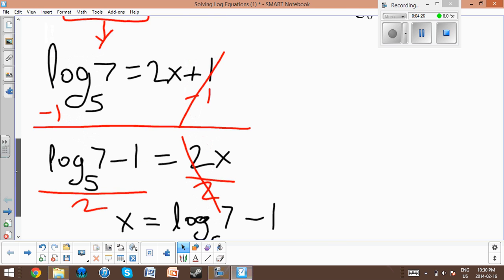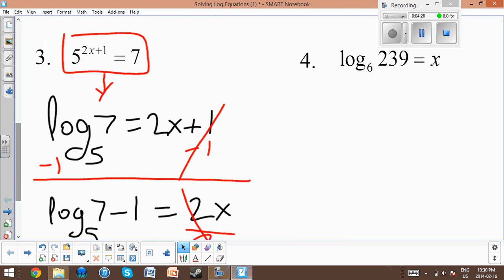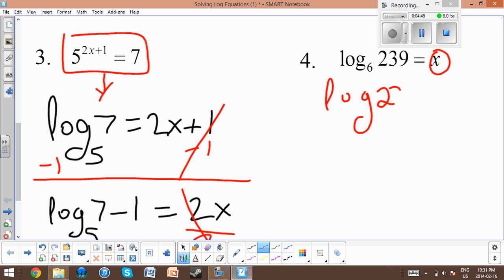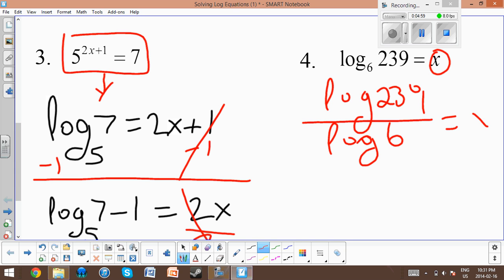Continuing to the last problem for the do now, is a log equation. This time the variable is isolated already. As you notice, it's all by itself, so there's no conversion required, just the change of base formula, which is log base 2 of 239 divided by log 6. I mean log 239 divided by log 6. And that would give you the answer to the x.